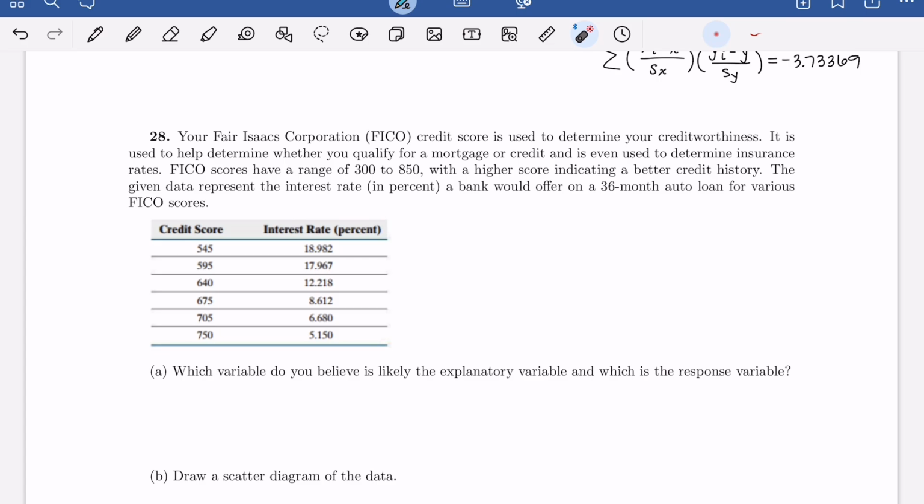So for this next example, we are looking at credit scores. We all know that your FICO credit score is used to determine your creditworthiness. It's used to help determine whether you qualify for a mortgage, a car loan, and it's even used to determine insurance rates. FICO scores have a range of 300 to 850, with a higher score indicating a better credit history. The given data in this table represent the interest rate in percentage a bank would offer on a 36-month auto loan for various FICO scores. For example, if your credit score is 545, you're going to get about a 19% interest rate and so on. The better your credit score, the better your interest rate.